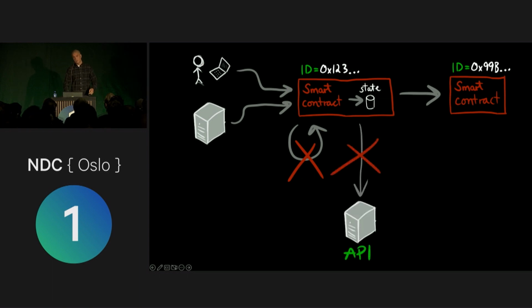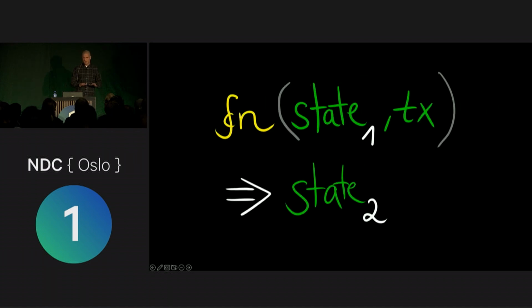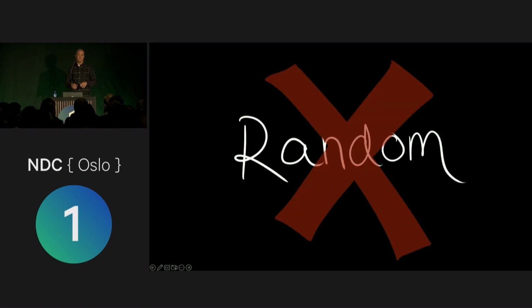And you can't call out to external web servers. You can't fetch data from the outside, or you can't even write data to the outside. You can, though, emit events that external systems can listen to. So if you take a step back, that means that a smart contract invocation is like a pure function. It takes the state of the system and a transaction, and it produces the next state of the system. And this has consequences. It means that you cannot have randomness in smart contracts. It has to be deterministic.